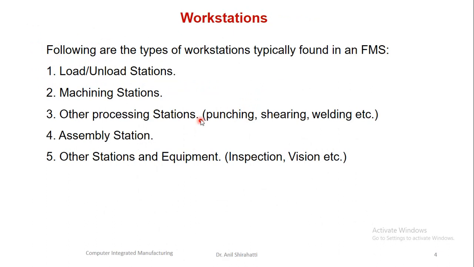So first is the workstation. What type of workstation can typically be used? It may be a loading and unloading workstation. It may be a machining operation workstation, maybe like a CNC lathe, CNC milling, or special purpose machine. Other processing stations like punching, shearing, and welding machines can also be there. Also, it can be an assembly station, or if you are using it for quality control, it may be an inspection and vision workstation also.